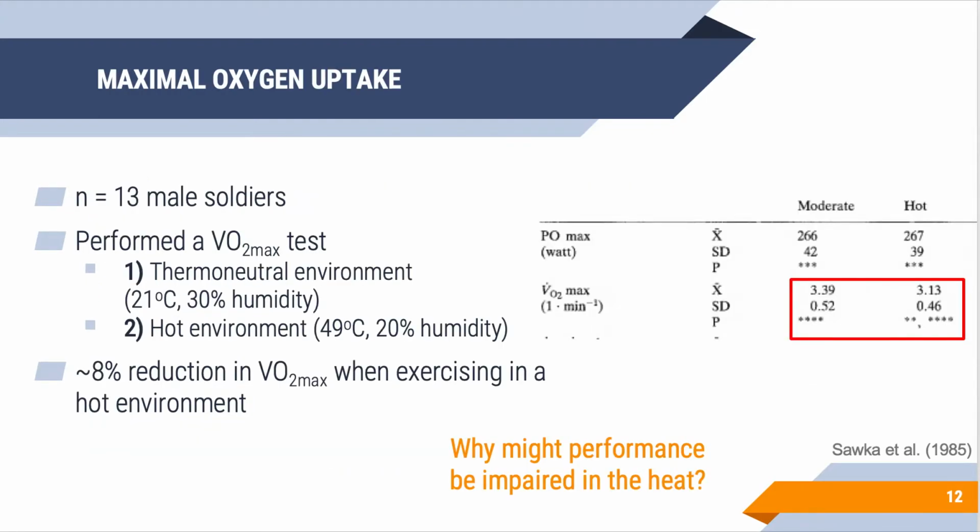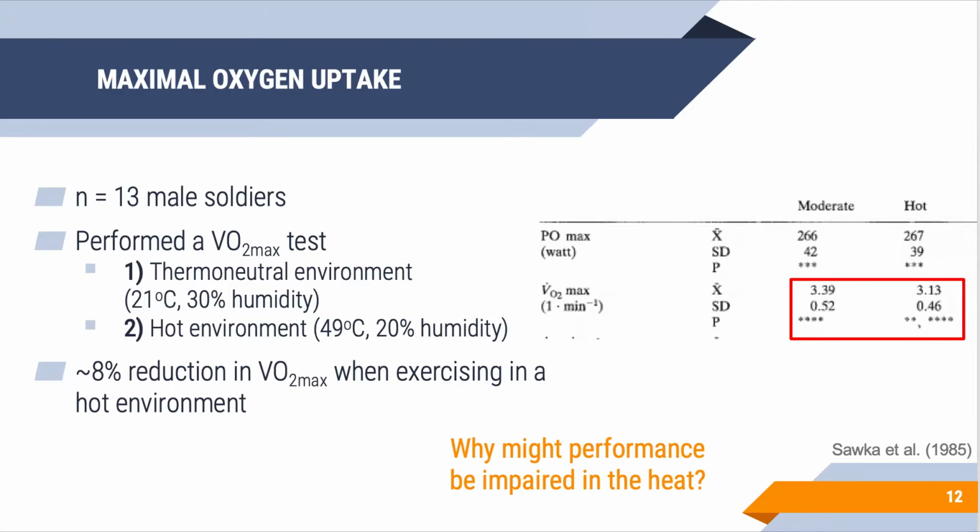So the first thing I want to look at with acute heat stress is this idea of how it influences maximal oxygen uptake. So this study looked at 13 male soldiers. What they did was they performed a VO2 max test in a thermoneutral environment, so 21 degrees C, 30% humidity, fairly normal, as well as a hot environment, 49 degrees C, 20% humidity. So low humidity, but hot conditions.